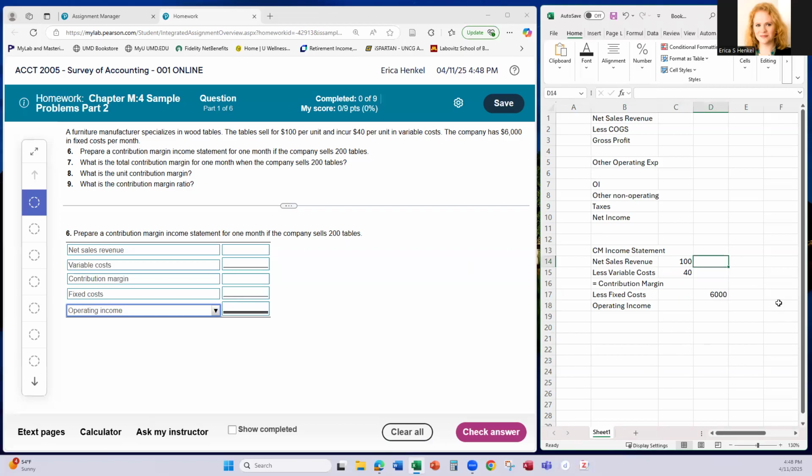So we're going to take our sales revenue per table of $100, multiply that times the 200 tables to get to $20,000 in revenue. And then our variable costs, again, we're going to take 200 tables times $40 per table in variable cost to get to $8,000 here. I'll just show you the formula here in case I'm going too fast. And then 20,000 minus 8,000 gets us to 12,000 in contribution margin, okay?